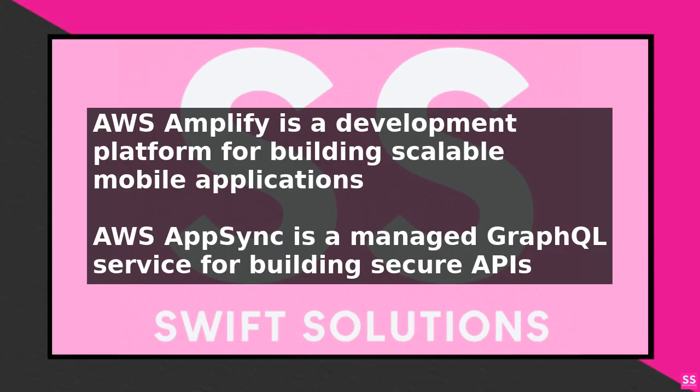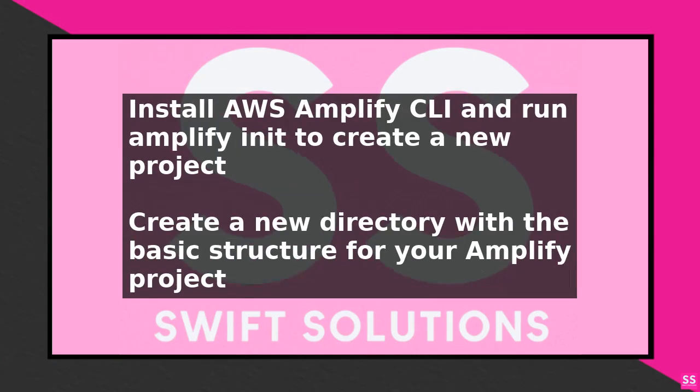for your application. Step 1. Setting up AWS Amplify. To get started with AWS Amplify AppSync integration, you need to set up an AWS Amplify project. First, install the AWS Amplify CLI and then run the command amplify init to create a new Amplify project. This will create a new directory with the basic structure for your project.